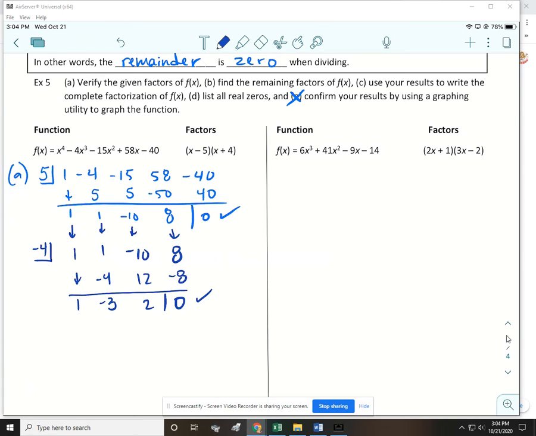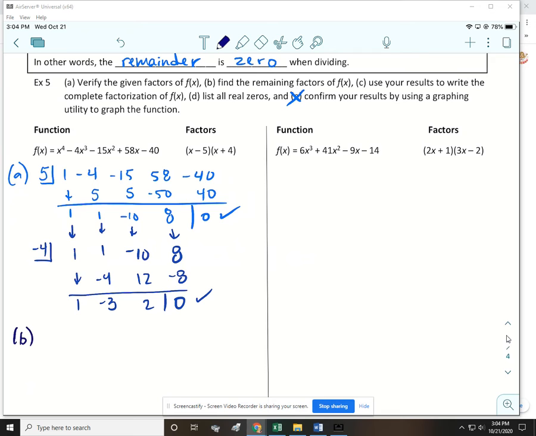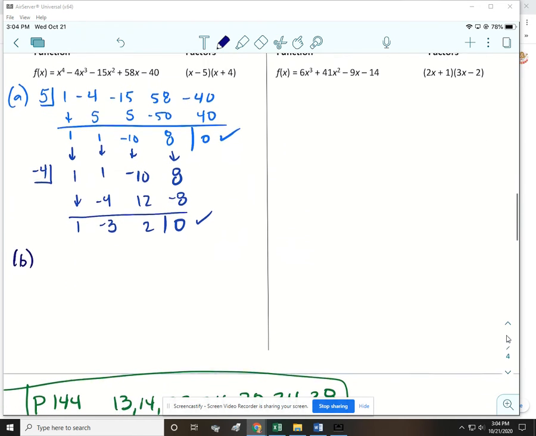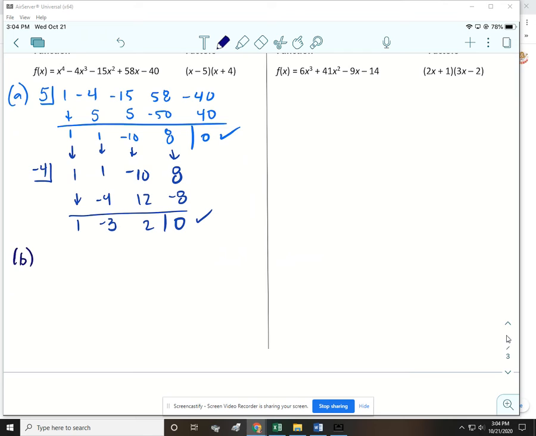And we do it again. Right, so that's the A part. Verifying the factors means dividing and getting a remainder of 0. All right, the next thing we're going to do is to find the remaining factors of f of x. So what we want to do is write this as a new polynomial. So what we'll do is just kind of think about it.